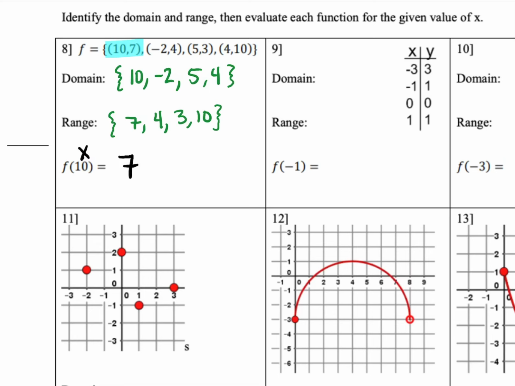Moving along to the next example, our domain is our x values. So we're going to list, we have negative 3, negative 1, 0, and 1. And then our range is our y values, 3, 1, and 0. Notice how the 1 repeats, but I don't need to write it more than once because it's included in the range. And then when x is negative 1, we're going to scroll over, see what our y value is. Our y value is positive 1.